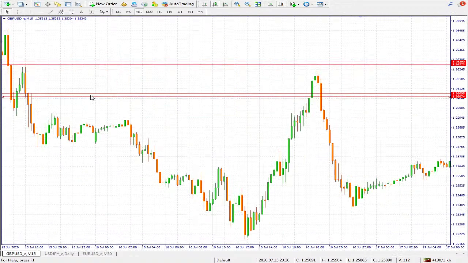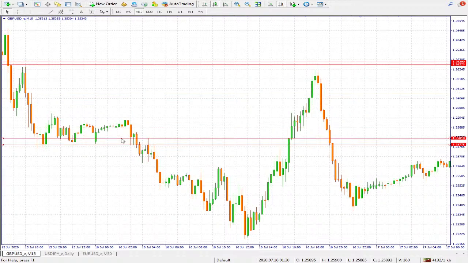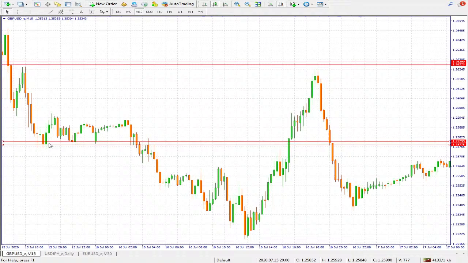Okay, we have another one which looks simple, this one here. Just look at the way this was a support here. There is a breakout, there is a retracement, and the price continues to remain below it, which means this is a good place to sell from.